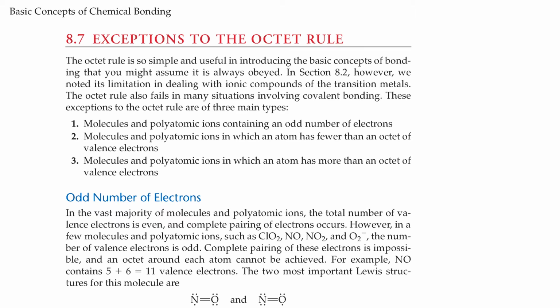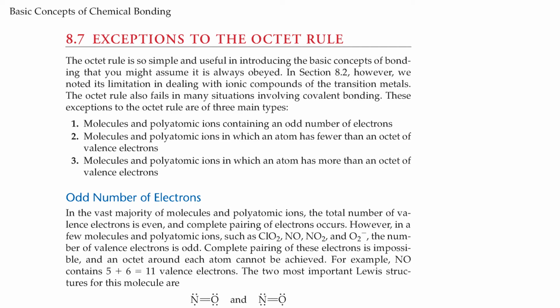Section 8.7, Exceptions to the Octet Rule. The octet rule is so simple and useful in introducing the basic concepts of bonding that you might assume it's always obeyed. In Section 8.2, however, we noted the limitation in dealing with ionic compounds of transition metals. The octet rule also fails in many situations involving covalent bonding.